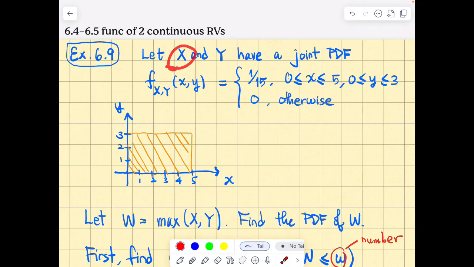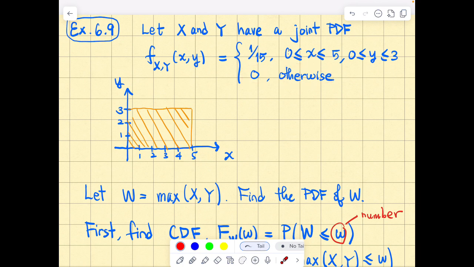So let X and Y have this joint PDF. Okay, so it's the lowercase f, right? The PDF is equal to 1 over 15, right? So it's a constant when x is between 0 and 5 and when y is between 0 and 3. If x and y are outside those intervals, then the PDF is equal to 0. Okay? So with this in mind, we can find the area where the PDF is non-zero.